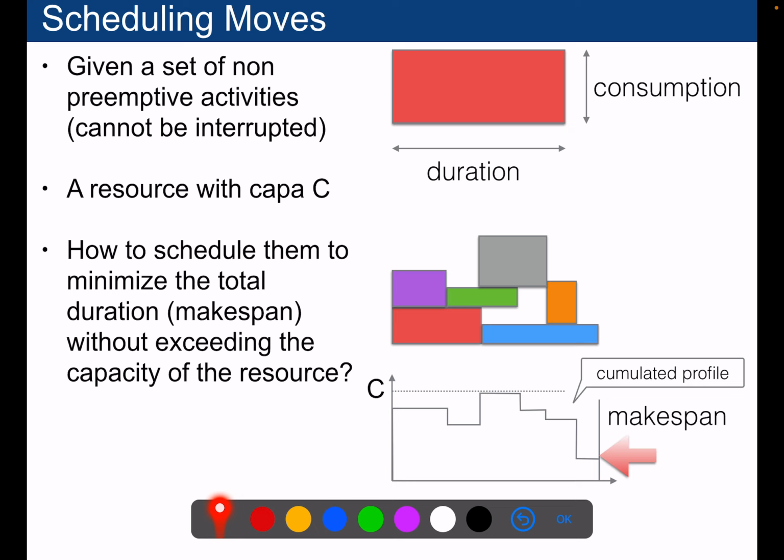So here I have a problem in which I have activities that will execute for a given amount of time that is represented by the duration, and they will consume some amount of resource that is represented by the height of the rectangle. And so the goal is to place all the rectangles so that the cumulative profile at any time does not violate a given capacity. Okay? You do not violate the capacity.